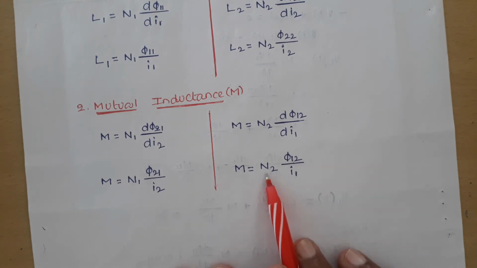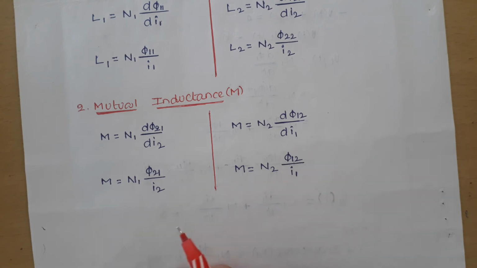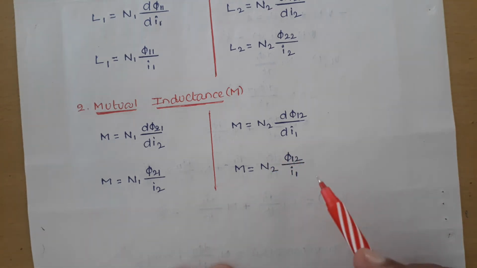So N2 is the number of turns of coil 2. I1 is the current related to coil 1. Phi 12 is the flux which is touching both the coils.